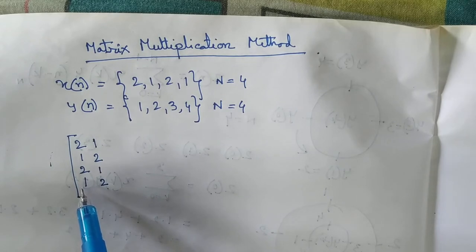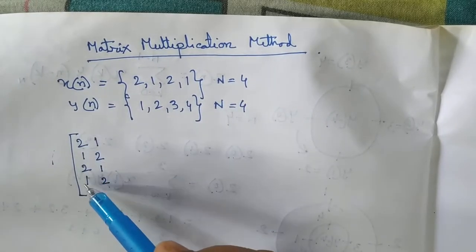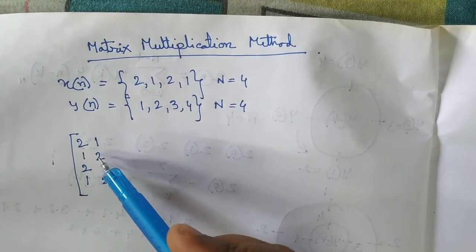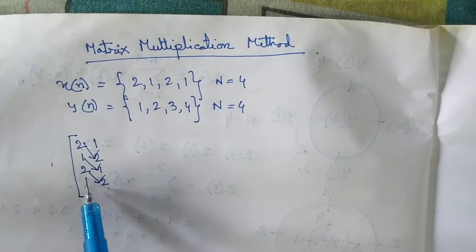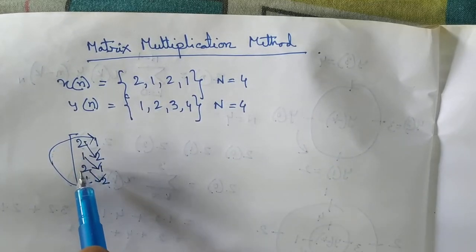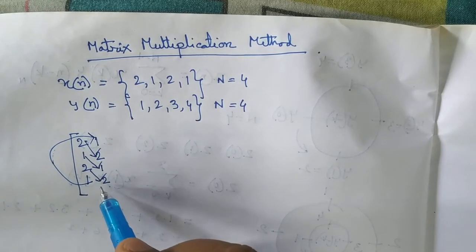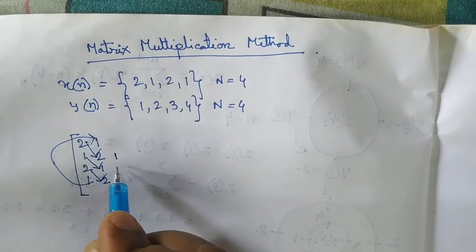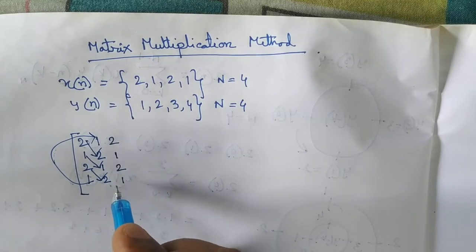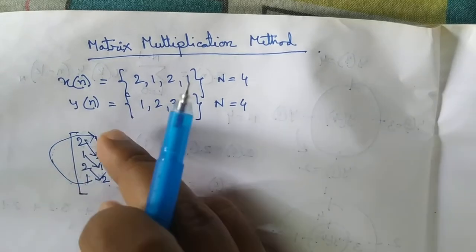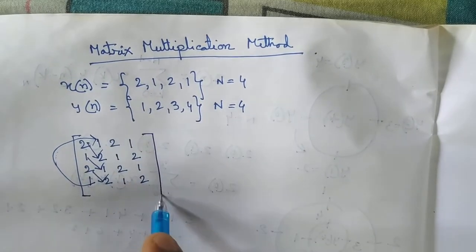2, 1, 2, 1. As capital N is equal to 4, we have to design a 4 by 4 matrix. So this 2, 1, 2, 1, we will shift in the next column by 1 unit. This 2 comes over here, this 1 comes over here, this 2 comes over here, and this 1 goes to here. So it shifts by 1 unit and the bottom one goes up. So it becomes now 1, 2, 1, 2. In the same way, this 1, 2, 1, 2 will again shift, and it becomes 2, 1, 2, 1. Again in the next step, this shifts here, and this 1 comes upward. It becomes 1, 2, 1, 2.